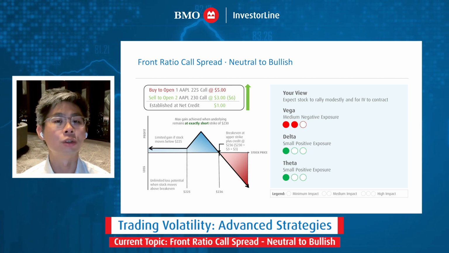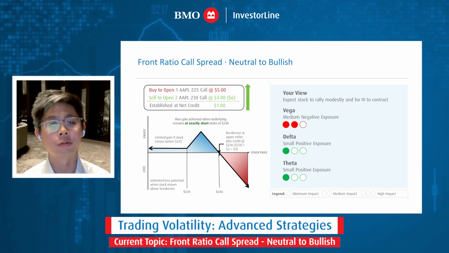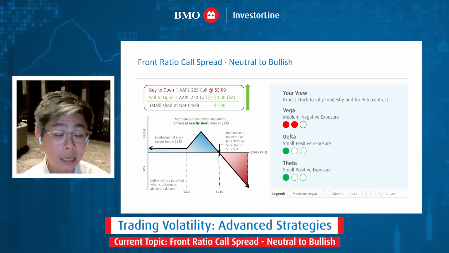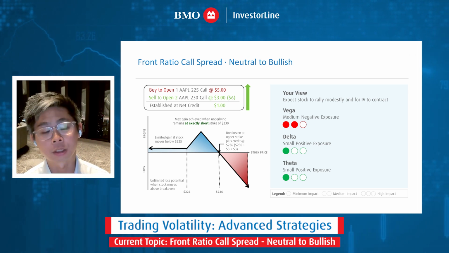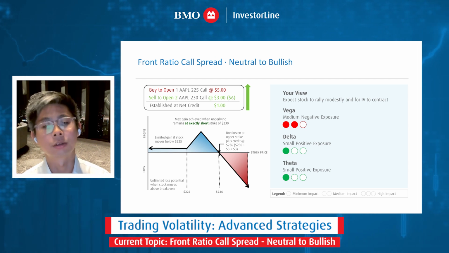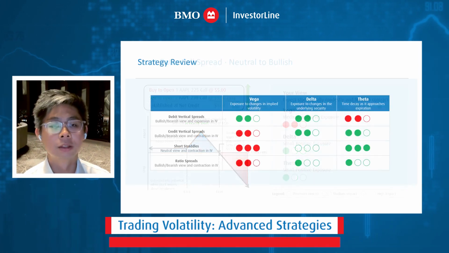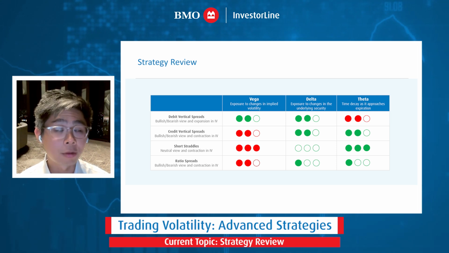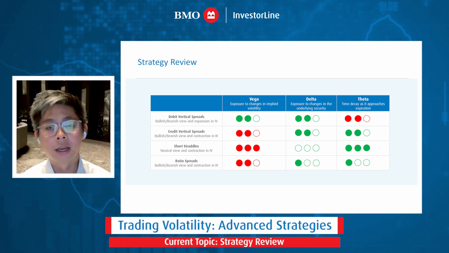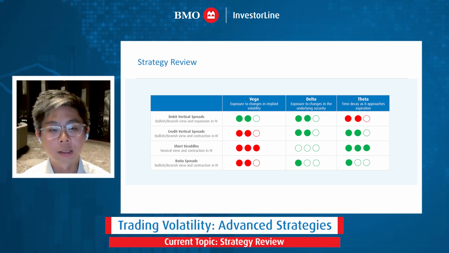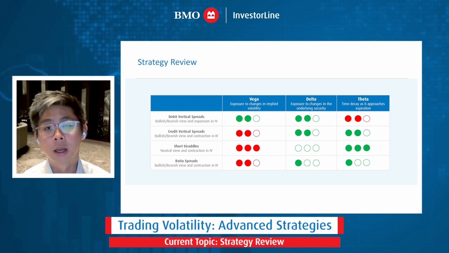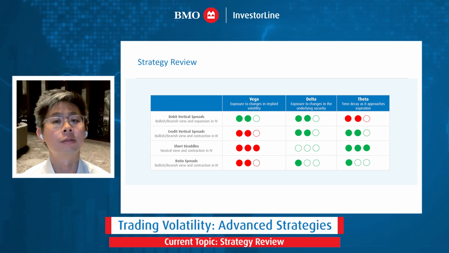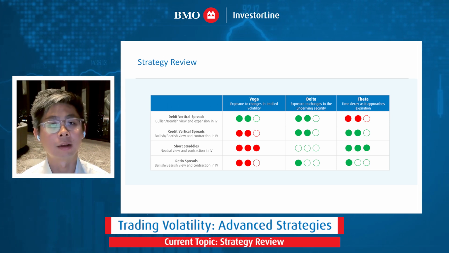So I think the best thing to do here is to review what we've learned and take a look at all 4 strategies together, and get a better understanding of the different exposures that you get to vega, delta, and theta. So let's look at those 4 strategies, right? In 3 out of the 4 strategies, you have what we call negative vega exposure. So credit spreads, straddles, and ratio spreads, you're going to get negative vega exposure. That's a strategy that's going to take advantage of a collapse or contraction in implied volatility.